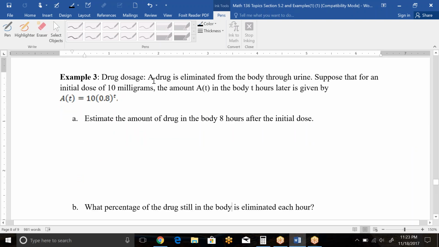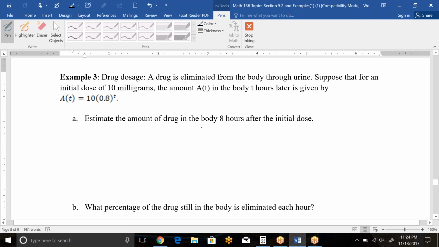Drug dosage. So a drug is eliminated from your body through urine. Suppose that an initial dose of 10 milligrams, that's how much they're going to inject into you. The amount A of T in the body after T hours is given by this formula. So that's our formula. I already know this is a decay function because 0.8 is between 0 and 1. So we know it's decreasing out of our body, which makes sense. If you've been given a drug, it should start to break down.